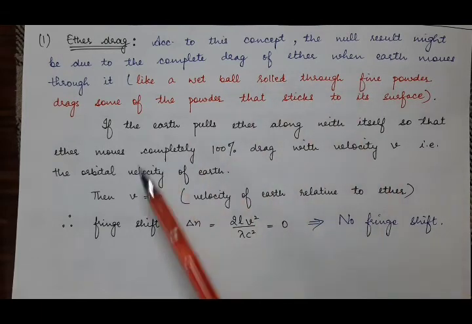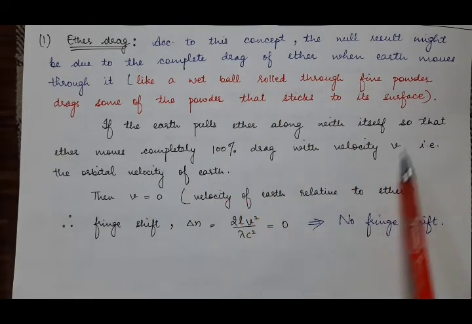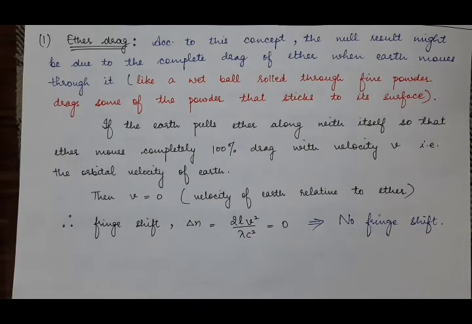But this was all theoretical. This theory was all theoretical. So this was the first attempt made by someone to explain the null result of the Michelson-Morley experiment.